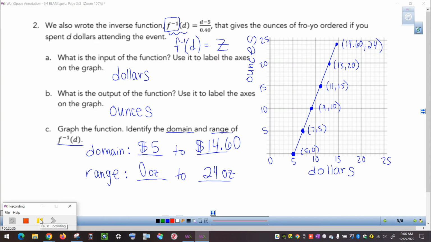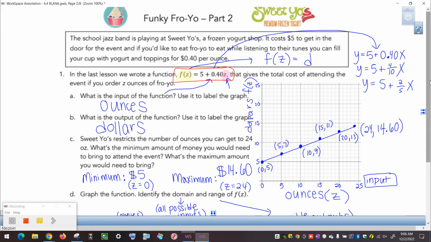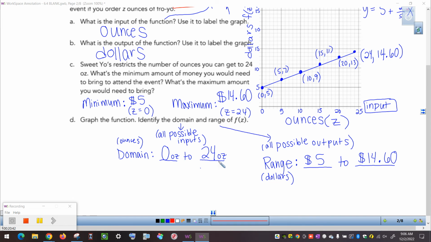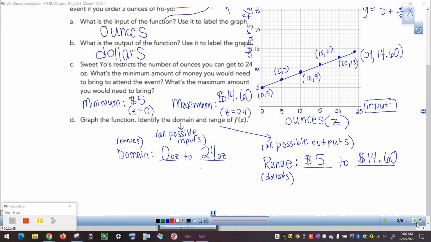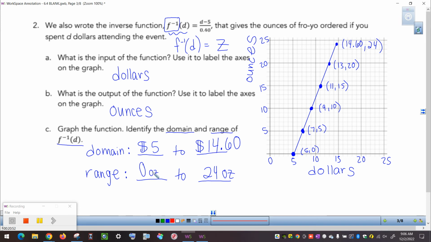All right, so hopefully we're seeing here that they just switched. So the domain of the original graph, 0 to 24, that became the range of the inverse. The range of the original, 5 to 1460, that became the domain of the inverse. So noticing here the domain and range is the same information, it's just represented differently because the input and the output change. So if domain and range is based on the input and the output, it makes sense that that would also change, like they also just switch places.